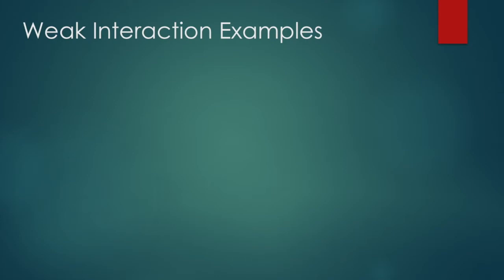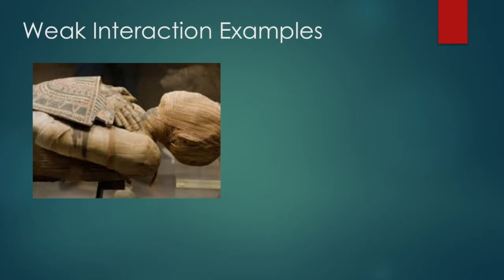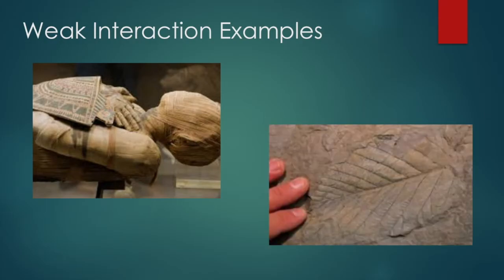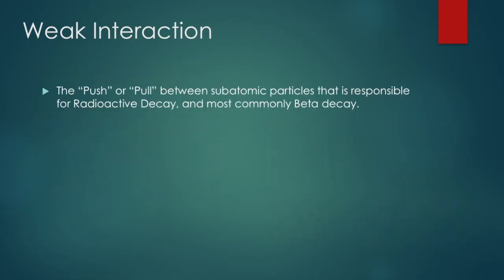The next force that we're going to talk about today is the weak interaction force. The weak interaction force allows us to do some pretty cool things, such as carbon dating. Using carbon dating, we can determine the age of different organic materials, such as mummies or even fossils. The weak interaction is the push or pull interaction between subatomic particles that is responsible for radioactive decay, the most common type being beta decay.